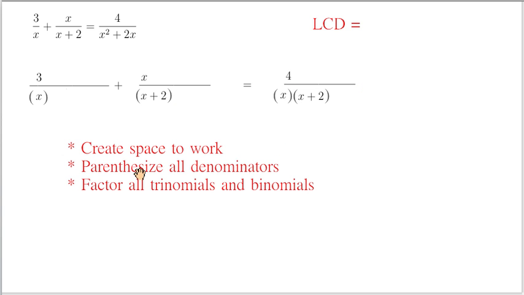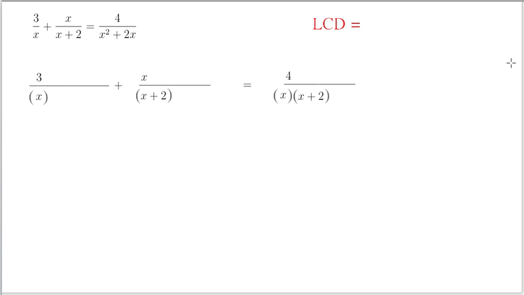Then I parenthesize all the denominators. And so the x plus 2 gets parenthesized here. And then I factor all trinomials and binomials. Notice this binomial factors. It has a common factor of x. And so I factor it and then I make sure everything is parenthesized. So always, these are my first three moves. And once that's done, we can get after actually solving this thing. And as my technique, as I solve this thing, I'm going to build up my LCD over here. I'm going to do both at the same time.